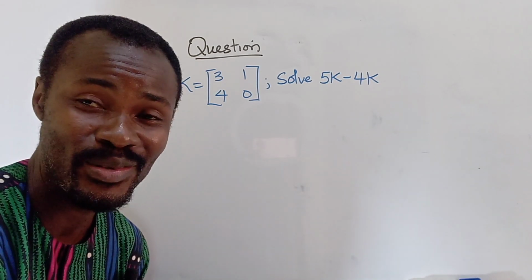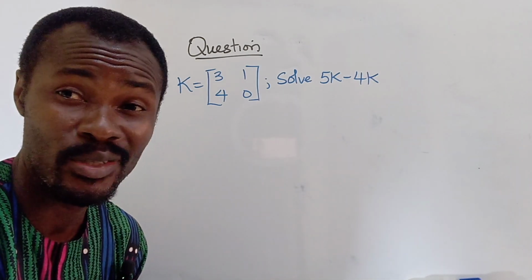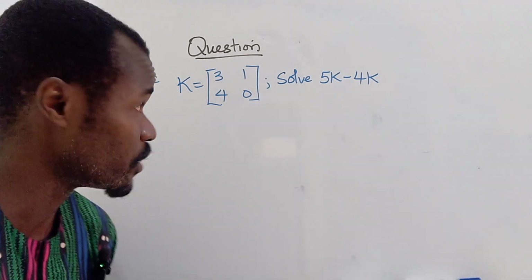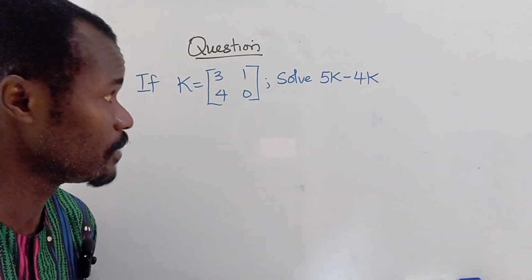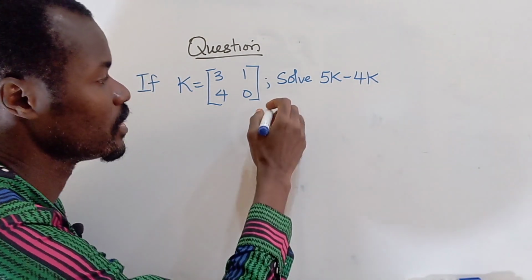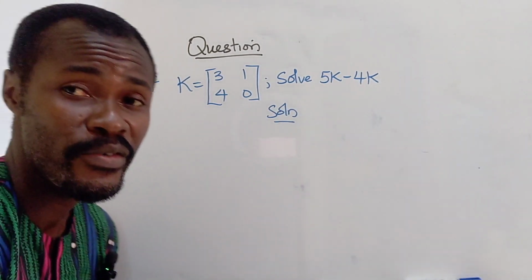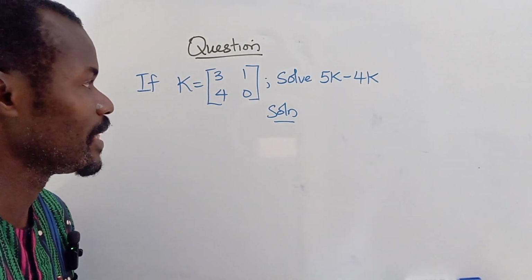Alright, so today we are going to look at a question on matrices, on scalar multiplication. The question says if K is the matrix with elements 3, 1, 4, 0, which is a 2 by 2 matrix, we should solve for 5K minus 4K. So how do we solve that?